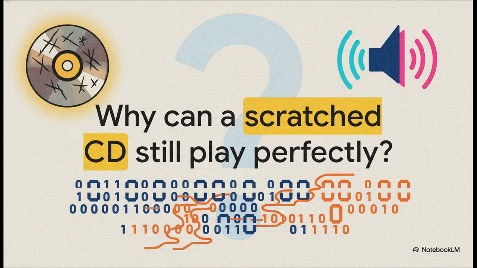But to really get a handle on it, let's start with a little mystery. We've all been there, right? You find an old CD, it's covered in scratches and fingerprints. You think, there's no way this is going to work. You pop it in, and it plays. Perfectly, not a single skip. How is that possible? It seems like all that data should be ruined.